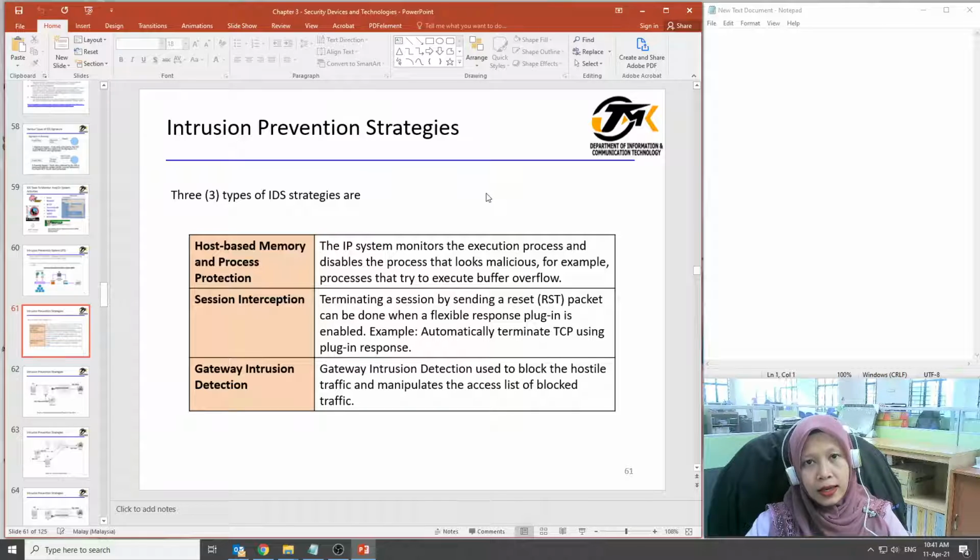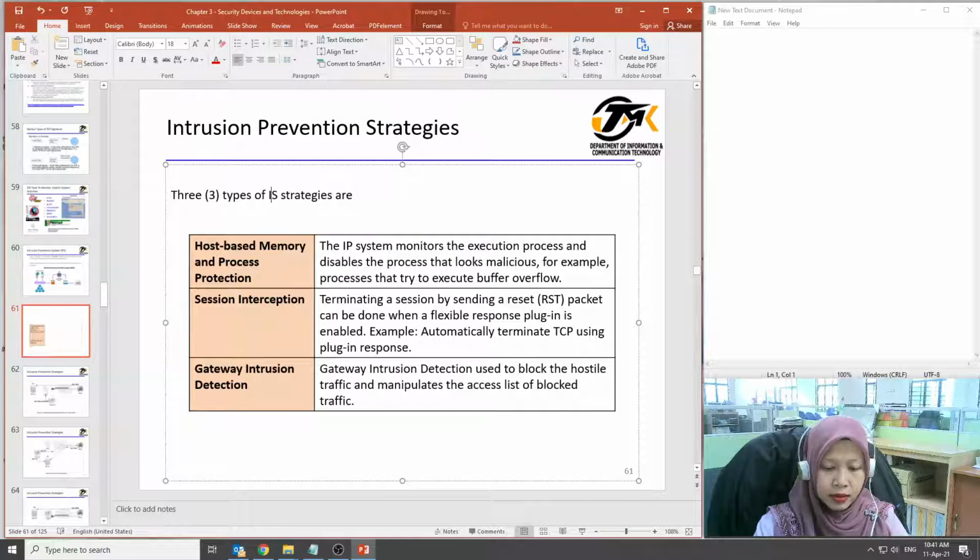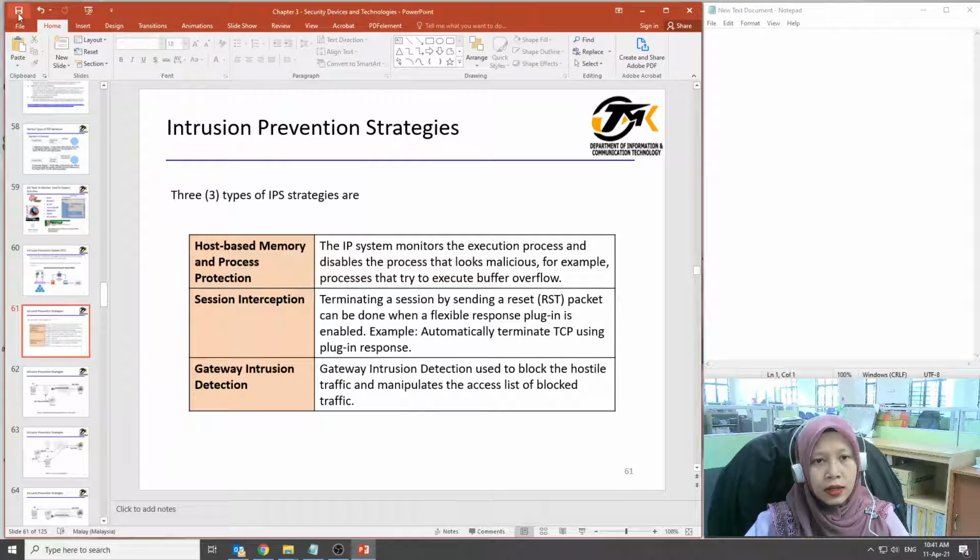So these are the three types of IPS strategy. This is not IDS, this is IPS. It can be host-based memory, it can be session interception, and it can also be gateway intrusion detection. The host-based one monitors executable processes and samples processes that look malicious. For the session, it terminates a session by sending a reset. If it detects something wrong in the session, you send a reset packet. Or in the gateway intrusion detection, you block the traffic.